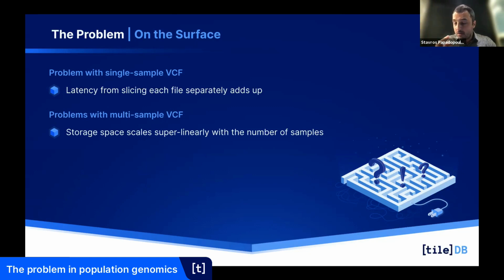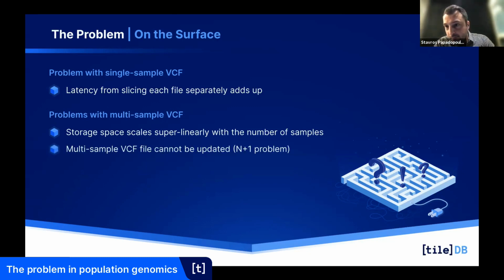And of course, in addition to the storage, the generation time for those files also increases super linearly. Even worse, the multi-sample VCF files cannot be updated. If you want to add one more sample, you need to completely destroy that file and rebuild it. And this is very problematic, because those data sets are very rarely studied.